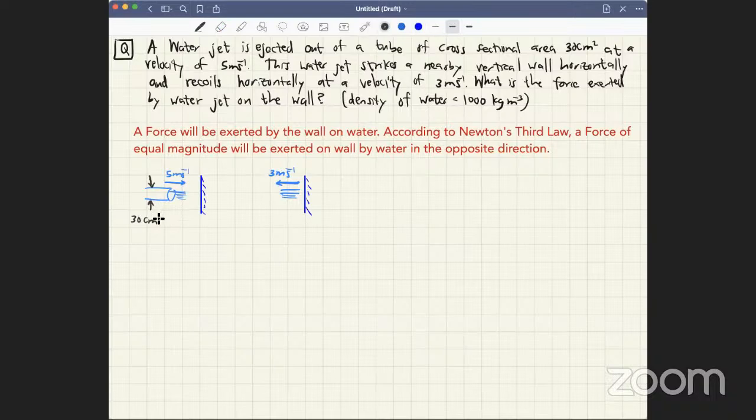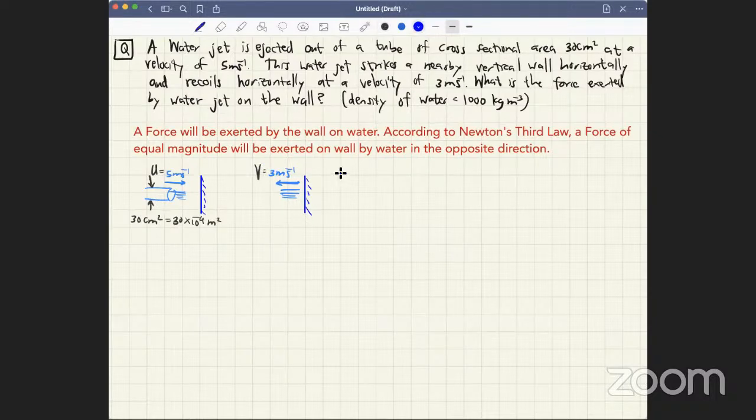30 into 10 to the power minus 4 meters squared. I'm converting it to SI units. Okay, right. So this is our V and U. This is our U, initial velocity, and this is our final velocity.